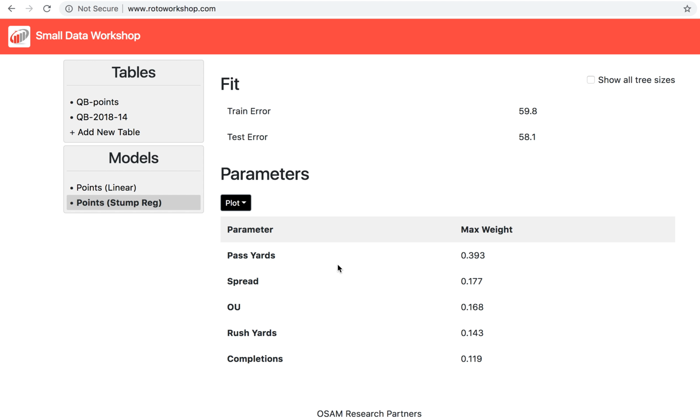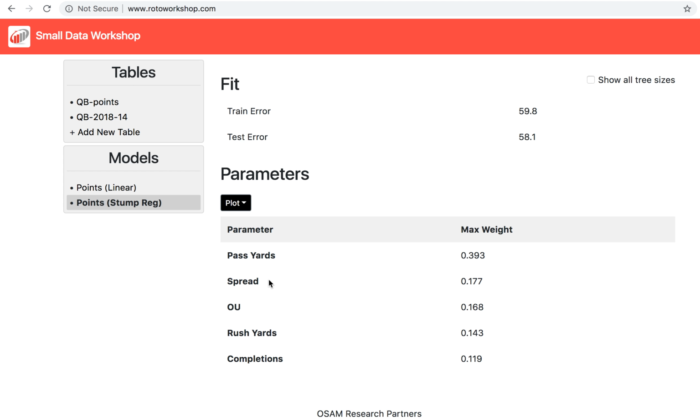The linear regression model included every single parameter, every column of the data. The stump model actually only wants to use 5 of them. After that, it doesn't feel that the additional improvement in error on the training set is worth adding another variable. So it only uses the following.